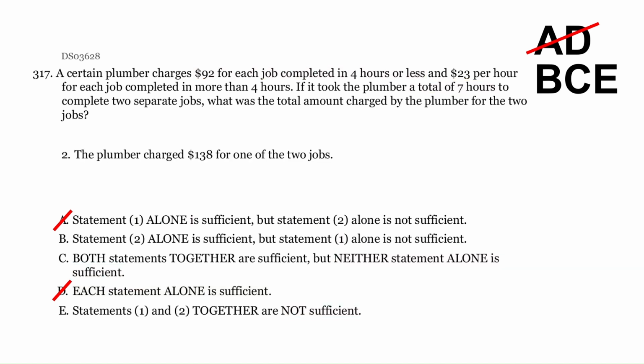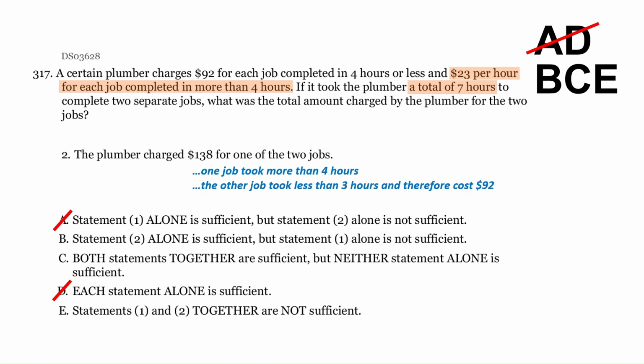Let's investigate statement 2 on its own. If the plumber charged $138 for one job, then it means that job was charged at the plumber's per hour rate and took 4 hours or more. This means the other job took less than 3 hours and cost $92. Statement 2 gives us enough information to calculate the total amount charged by the plumber. It's sufficient.